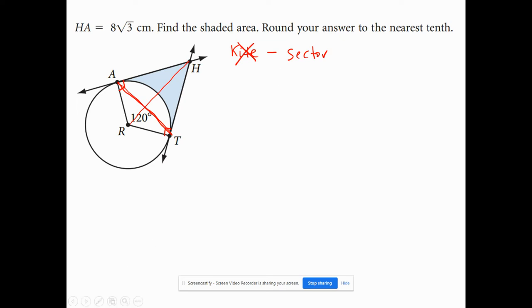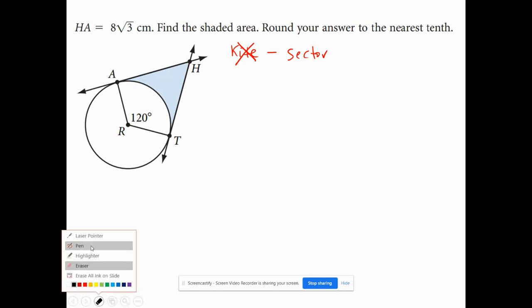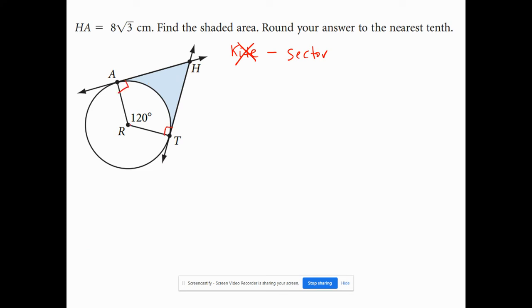And instead, let's look at this in a different way. We still want those right angles. And we still want this long diagonal, but notice what happens. What kind of shapes do we get? We get right triangles on either side. So we could find the area of the two right triangles, and then minus the sector.